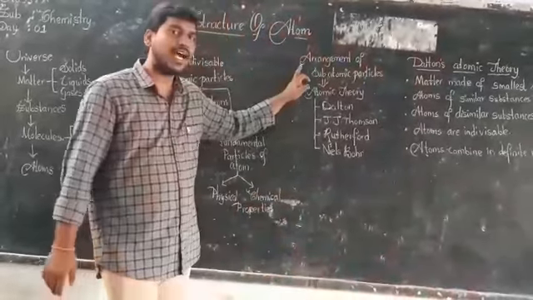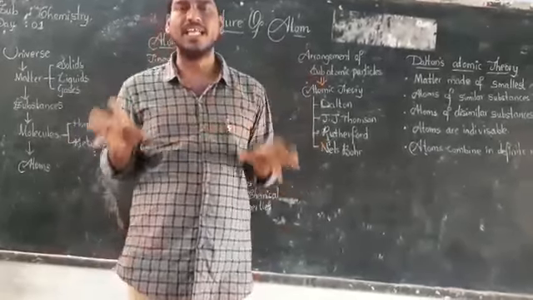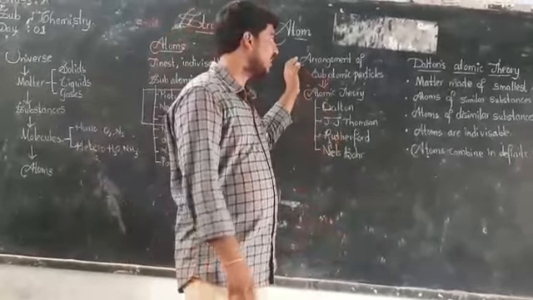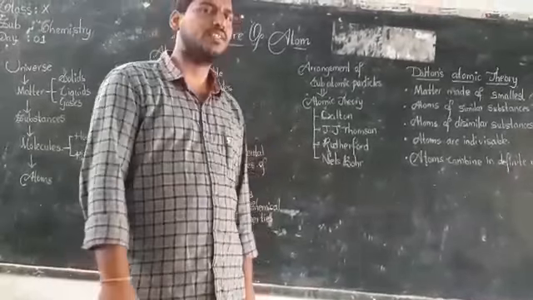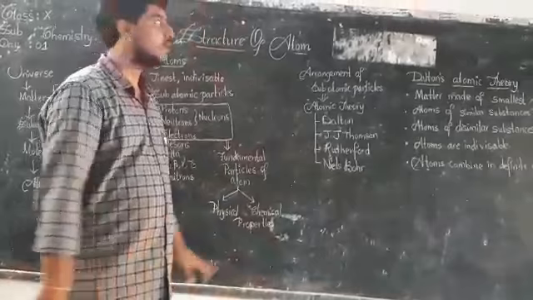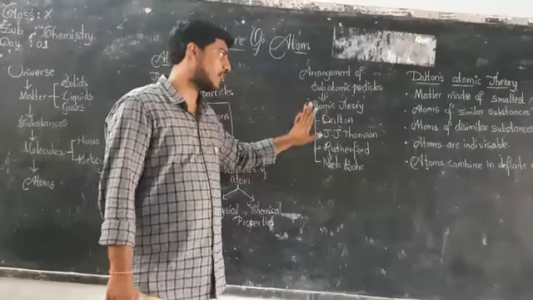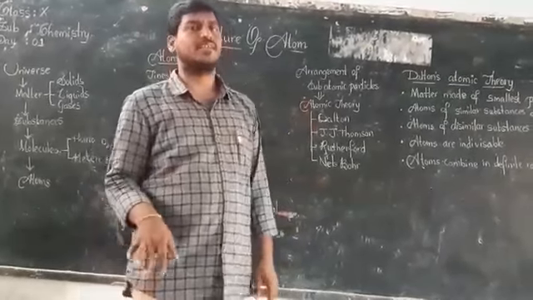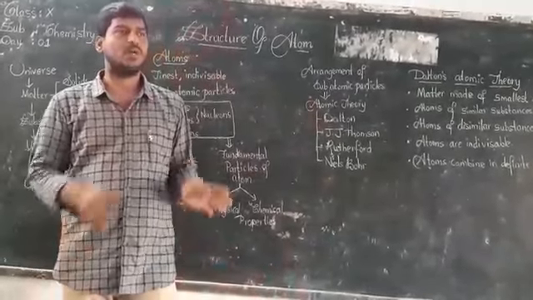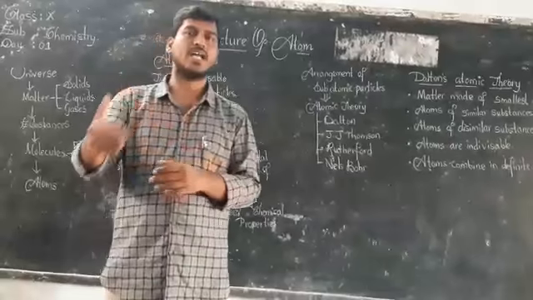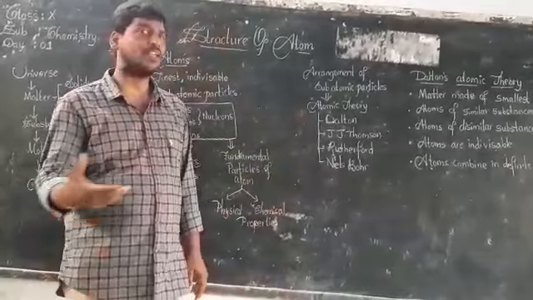So that arrangement of subatomic particles, how are they located, how are they arranged inside the atom? That study is called atomic theory, right? So what are atomic theories? The theories which say about the arrangement of subatomic particles, we call atomic theories. Many scientists have worked on these atomic theories, right? That means what particles are present and how they are located. So many scientists have formulated different atomic theories.